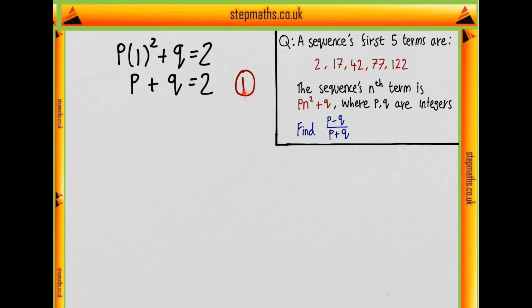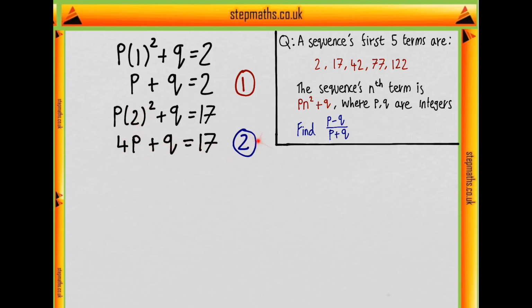Because we're going to do exactly the same for 17. So n equals 2. So p lots of 2 squared plus q is equal to 17, because it's the second term, which 4p plus q equals 17 naturally comes from, because 2 squared is 4. And you've guessed it, let's call this equation 2. So we want to solve equation 1 and equation 2 for p and q.